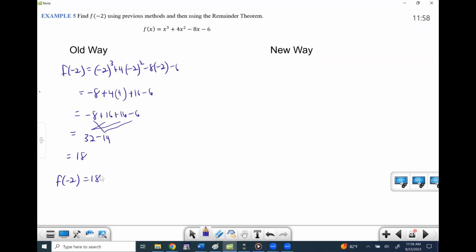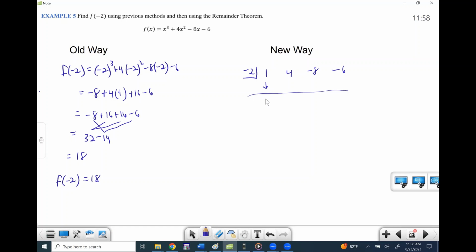That was not exactly easy. Let's try this new way and see. So -2 will go into the box. Don't change the sign on it, you guys, because there's no x like -2 to set equal to 0, right? You just use the number as is in this case. So 1, 4, -8, and -6 are all the coefficients up here.